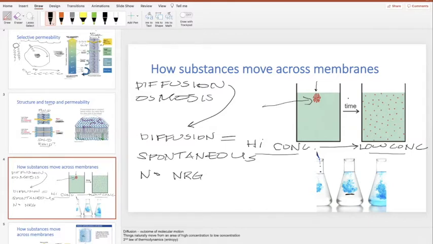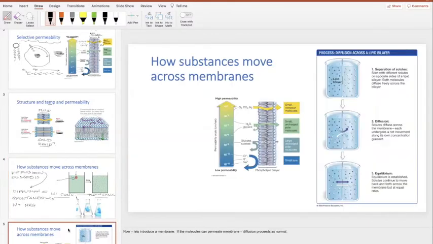All right. Now, let's introduce a membrane. So here I've showed you our little chart that I had earlier. Let's say that we have something that we know moves across membranes very easily. So up here, I have a beaker for you, and we've introduced a membrane, and we have something here that's going to cross this membrane pretty easily.